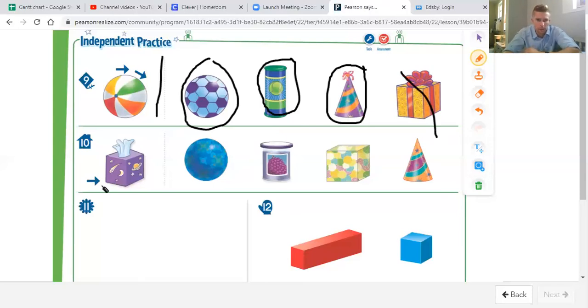Number 10, this arrow here is pointing to the cube, right? And I think it's saying, let's see, look at the sliding object on the left and draw a circle around the other objects that slide. So out of all of these, which ones slide? I'll give you a hint. There's more than one.